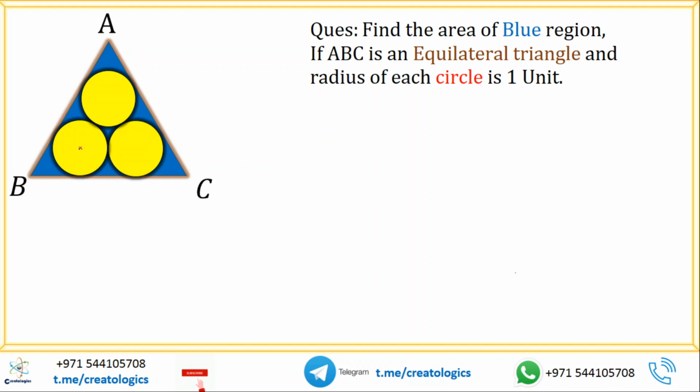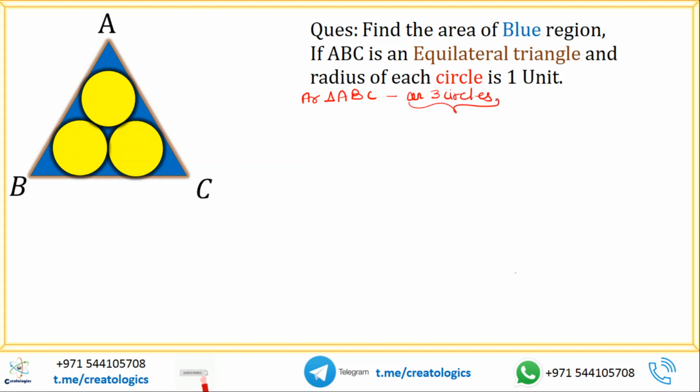So in order to find this blue region, directly you can see it's very easy to find the blue region. Directly we will subtract the area of these three circles from the area of triangle ABC. Area of triangle minus area of these three circles will give us the answer.